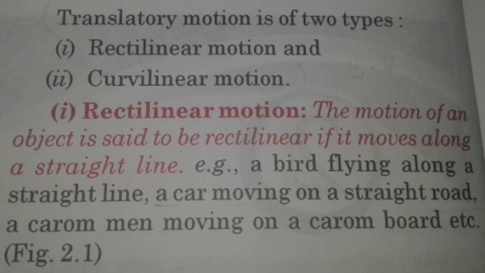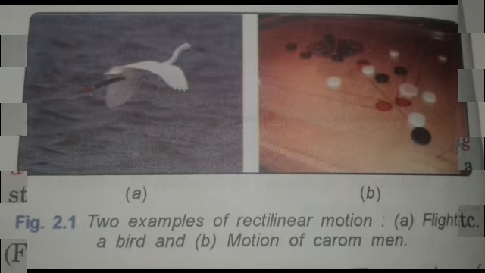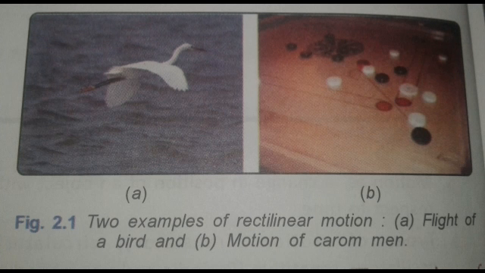Let's know about rectilinear motion. The motion of an object is said to be in rectilinear if it moves along a straight line. जब एक ऑब्जेक्ट एक स्ट्रेट लाइन के थ्रू मोशन में होता है, तब हम उस ऑब्जेक्ट को कहते हैं कि वो रेक्टिलिनियर मोशन में है. एज एग्जाम्पल वी कैन टेक अ कार मूविंग ऑन अ स्ट्रेट रोड, अ बर्ड फ्लाइंग along a straight line.